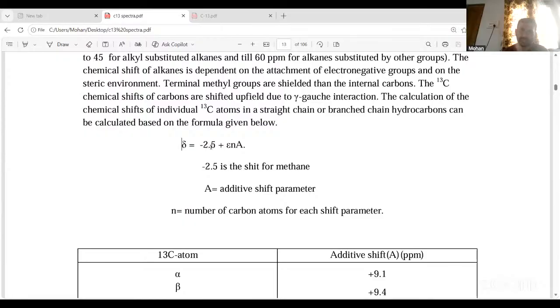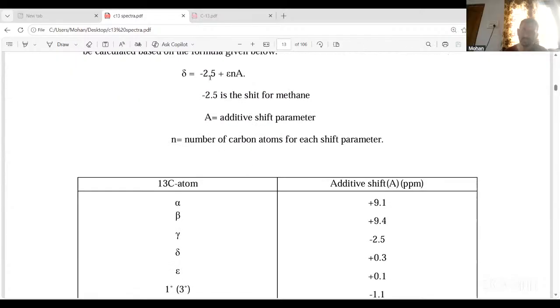So delta equals minus 2.5 plus summation of Na. Generally, this calculation is allowed only for simple compounds. This manual calculation of the chemical shift value does not apply to complex compounds. So it is applied to only the simple compounds. Now we see how to calculate and what increment values we have considered.